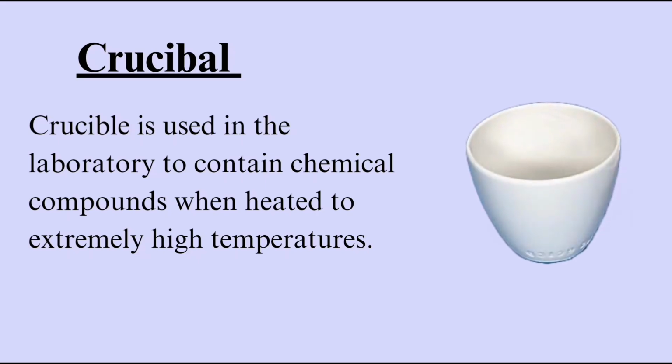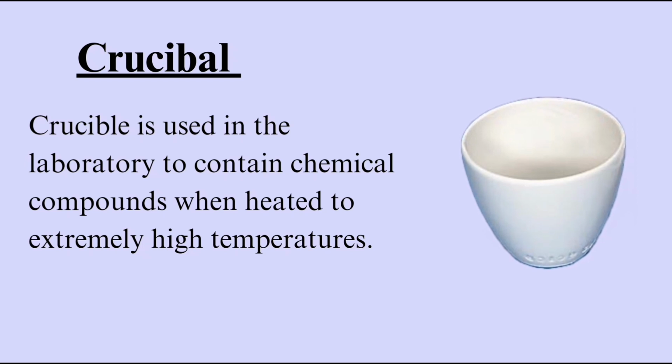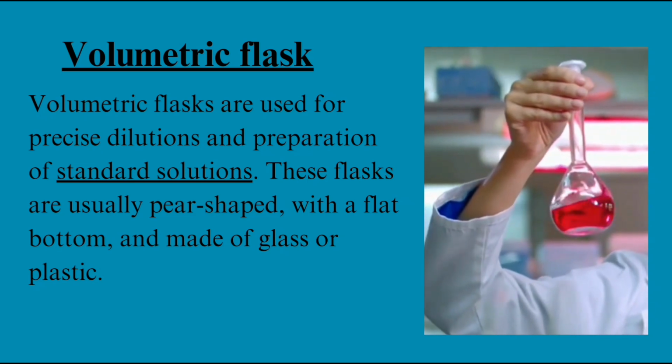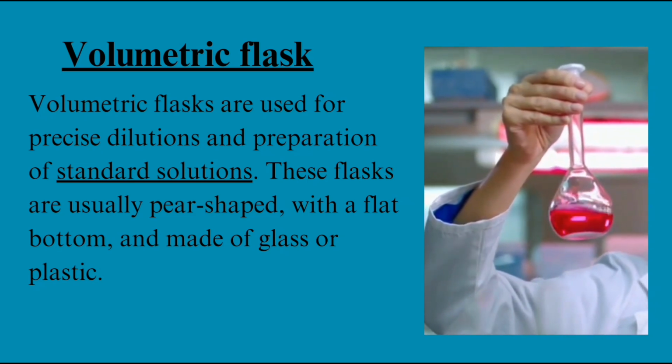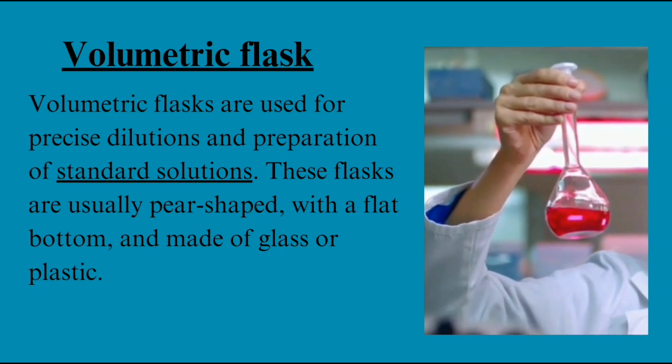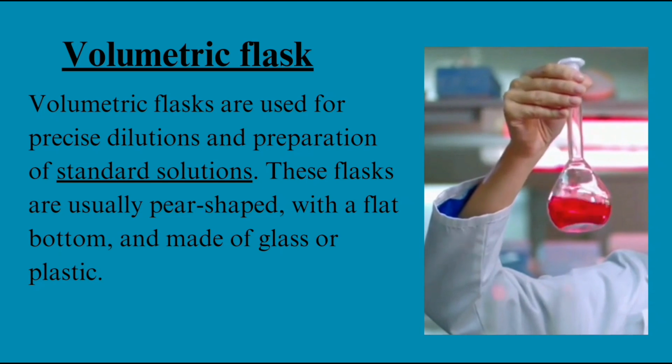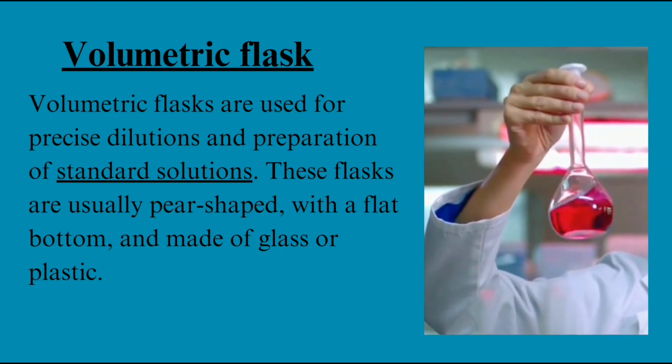Crucible. A crucible is used in the laboratory to contain chemical compounds when heated to extremely high temperatures. Volumetric flask. Volumetric flasks are used for precise dilutions and preparation of standard solutions. These flasks are usually pear-shaped, with a flat bottom, and made of glass or plastic.